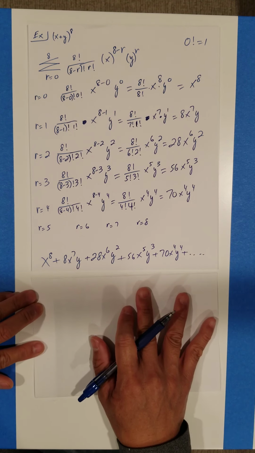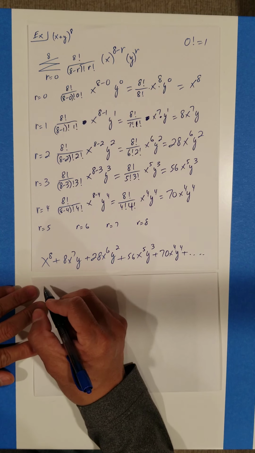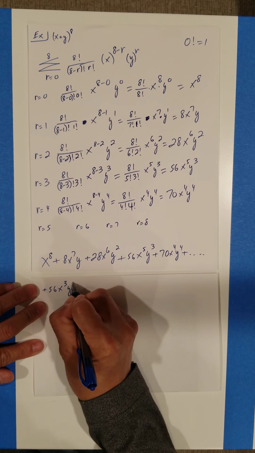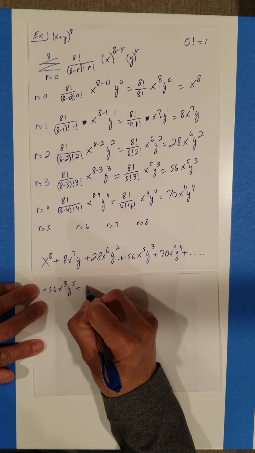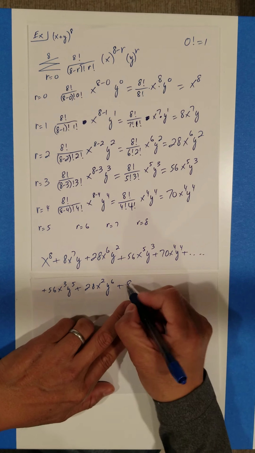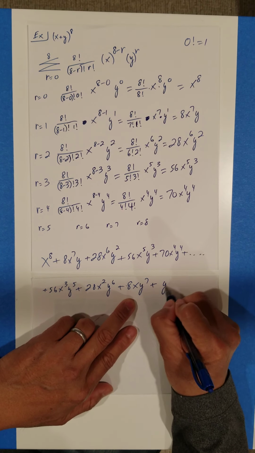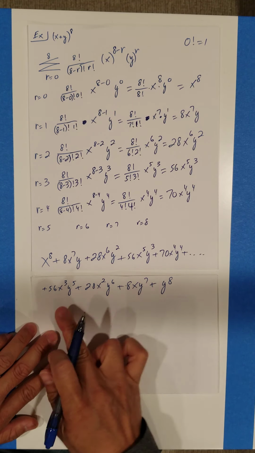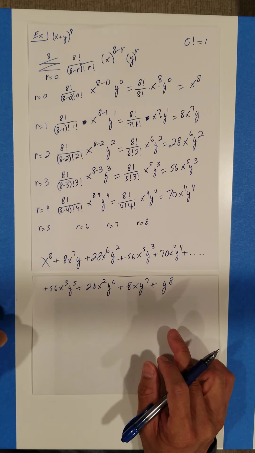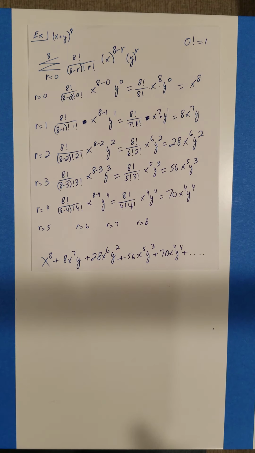Okay? And what you should get when you're done, the 6th term, actually 1, 2, 3, 4, 5, the 6th term will be 56 x to the 3rd y to the 5th, then plus 28 x squared y to the 6th, plus 8 x y to the 7th, and then my last term, y to the 8th. Okay, so this is the entire problem all expanded out. All right, hopefully you're okay with that. So we're done with that example. We'll do some more examples, okay?